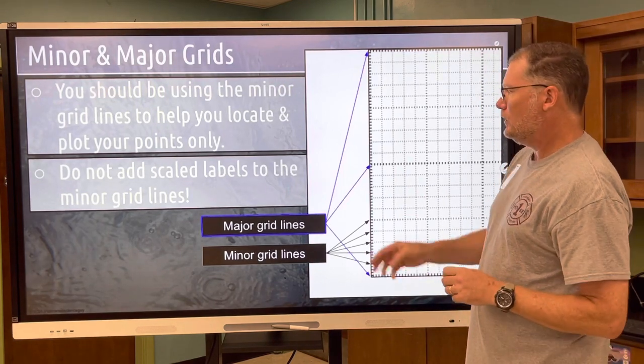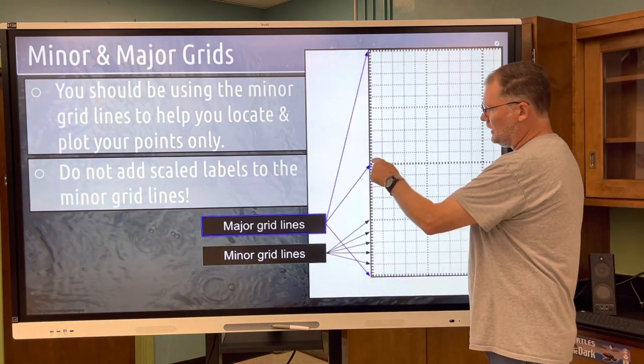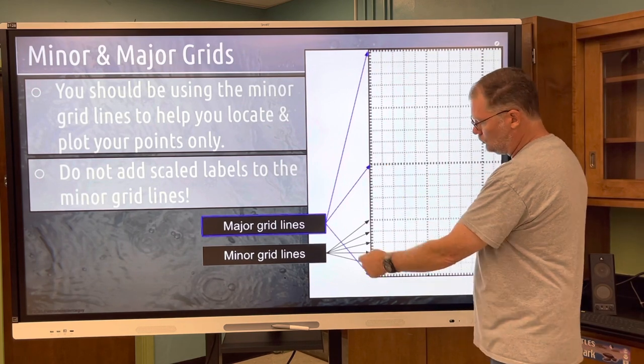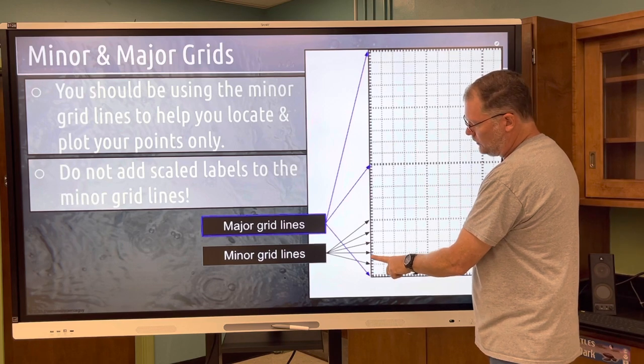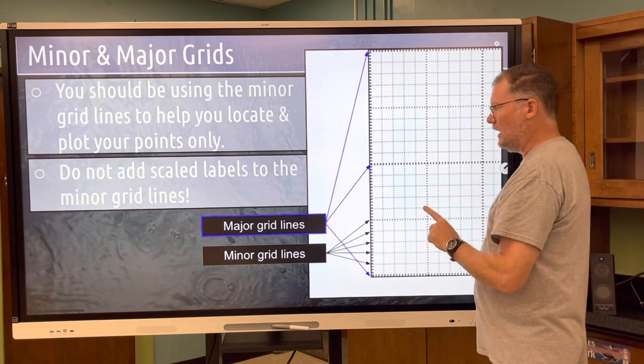So don't add scaled labels to the minor grid lines. You only put scaled labels on the major grid lines. So this would be 2. Don't do 0, 0.2, 0.4, 0.6, 0.8, 1. Don't do that, okay?